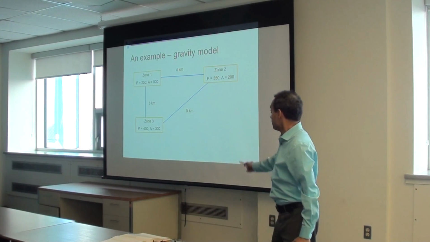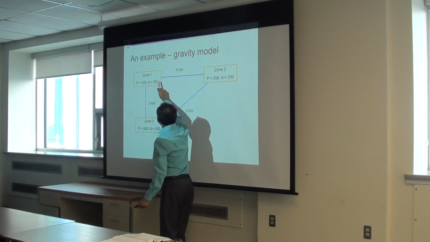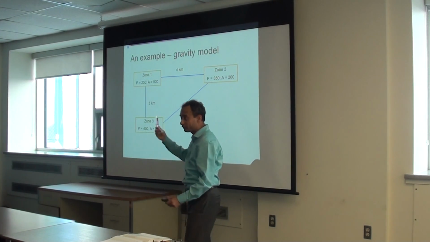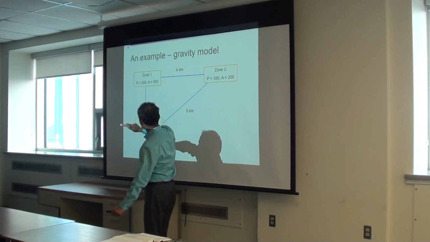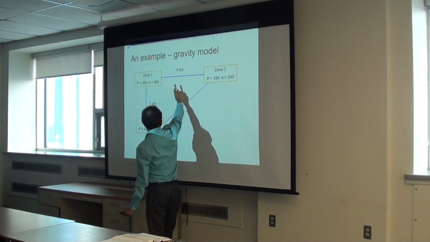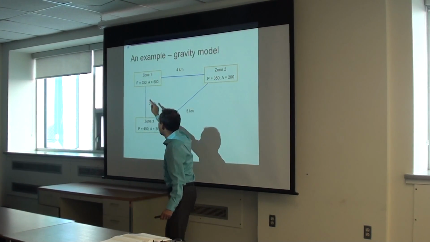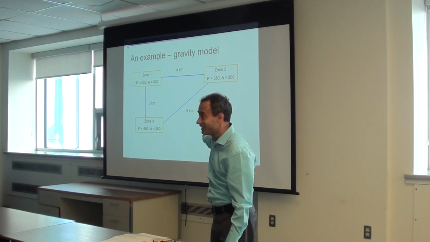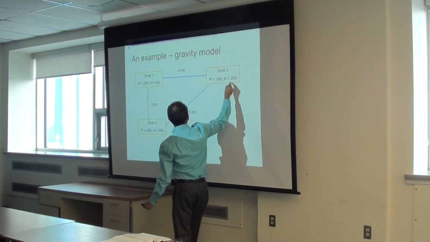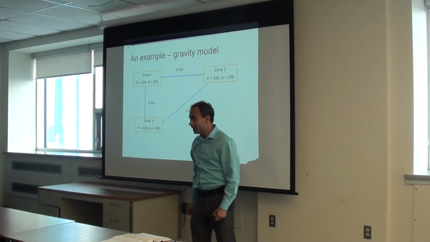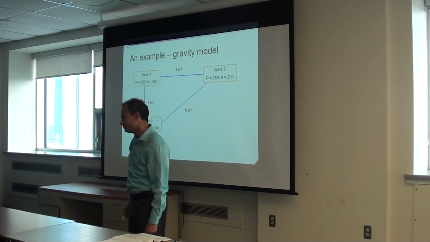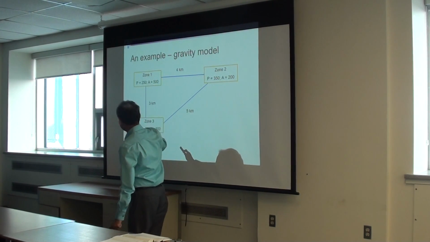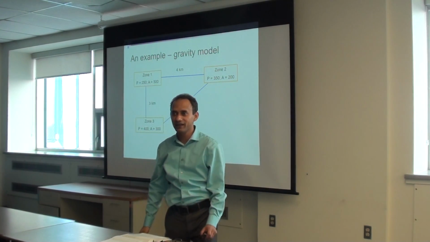So from here, we know the distance between these zones is 4 kilometer, 3 kilometer, 5 kilometer. Now our job, let's do the first one, based on our equation. From zone 1, how many trips are going to zone 2 and zone 3? Our production is 250. So you are actually distributing 250 based on the attraction that you see in other zones. Is it clear? So what is T1,2 and T1,3? Let's try to get it.